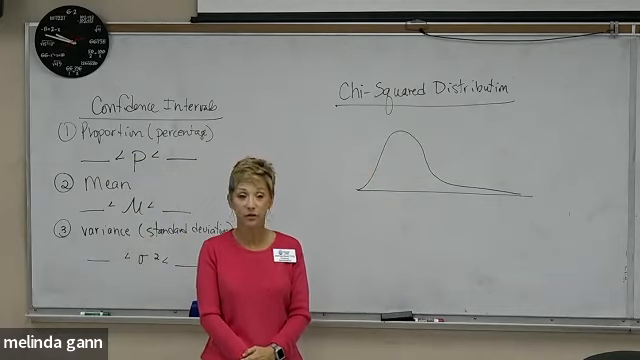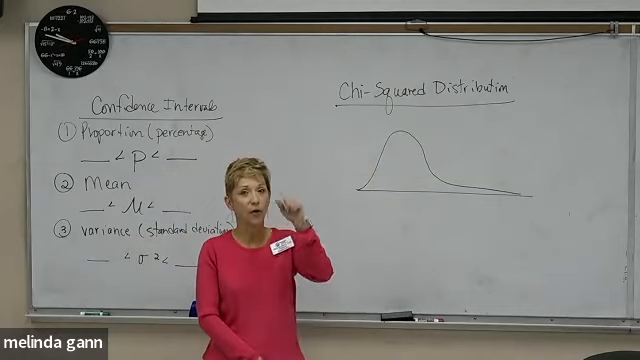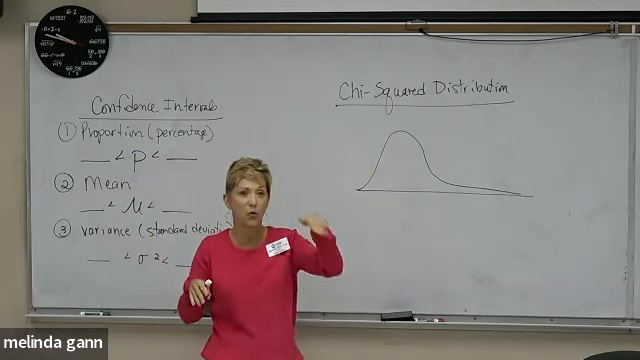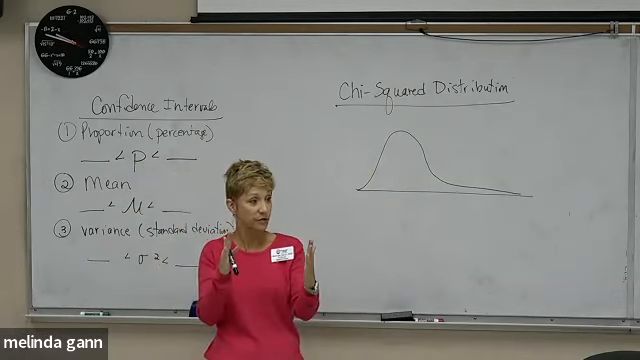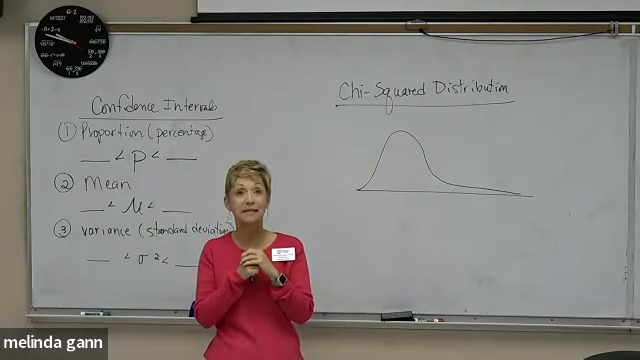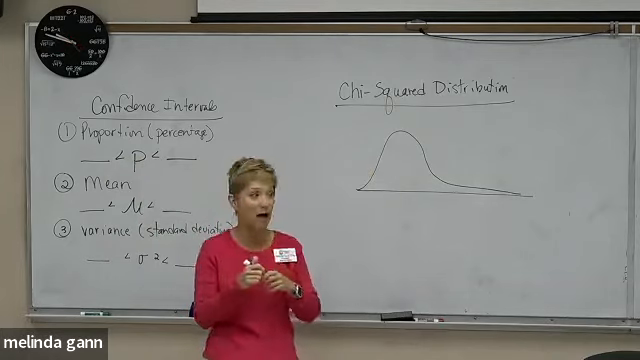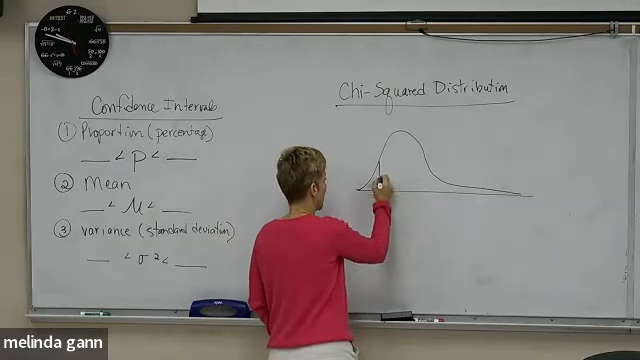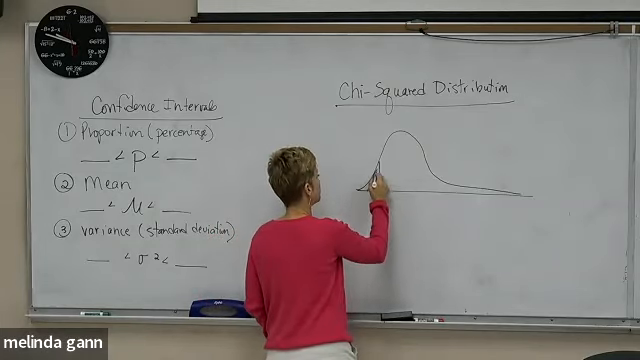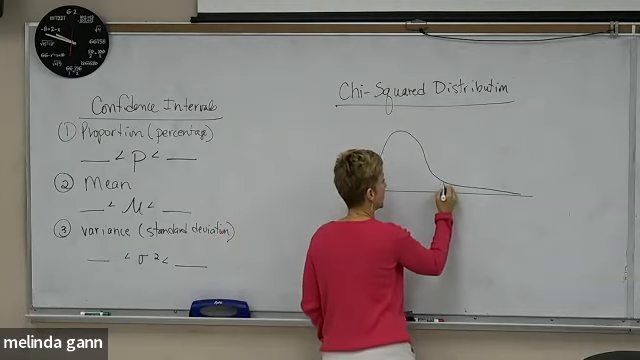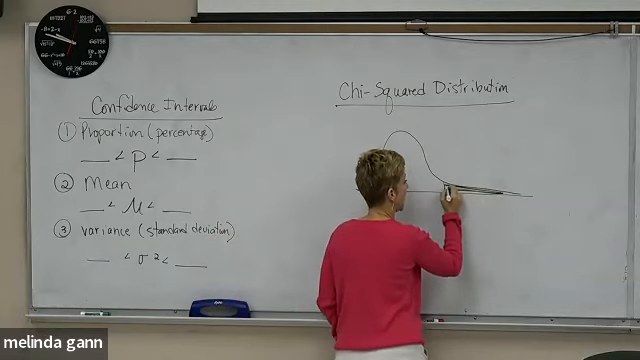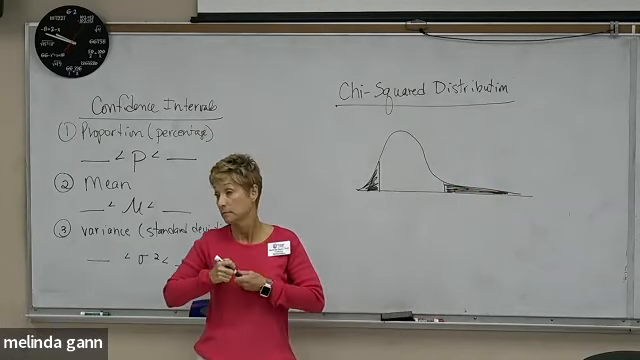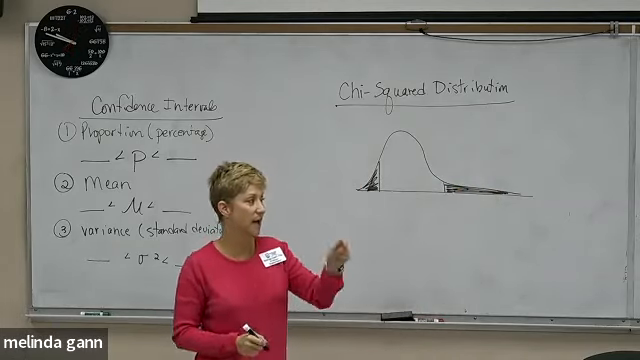Now here's what's going to be true though. You know how the normal curve, remember when I worked the first one, the long way on proportion, and I drew the normal curve and found my z-scores? This is going to be similar to that, except you do have two tails. There's a tail on this side, and there's a tail on this side, but they're not the same shape. Okay. But they do have the same area.